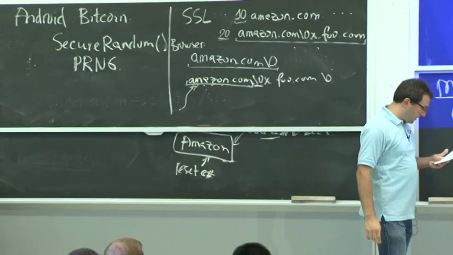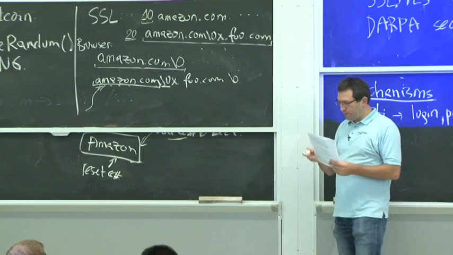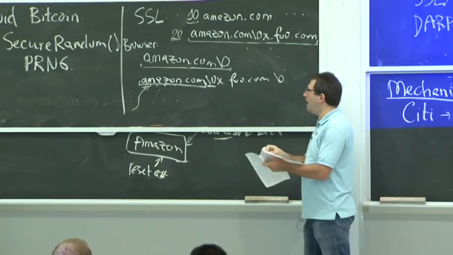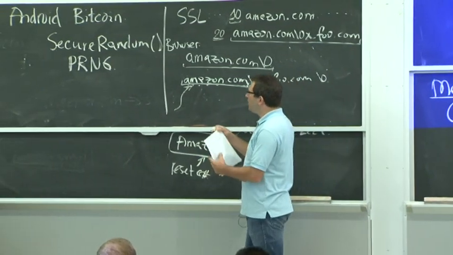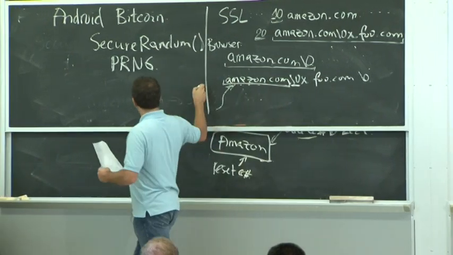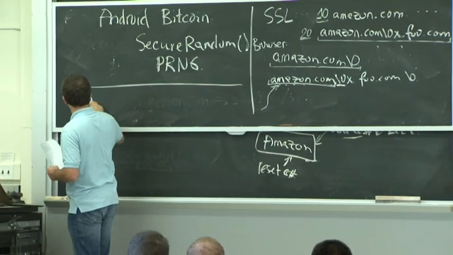All right, so maybe the last example of mechanism failure I'm going to talk about today, a reasonably popular one, is this problem of buffer overflows.